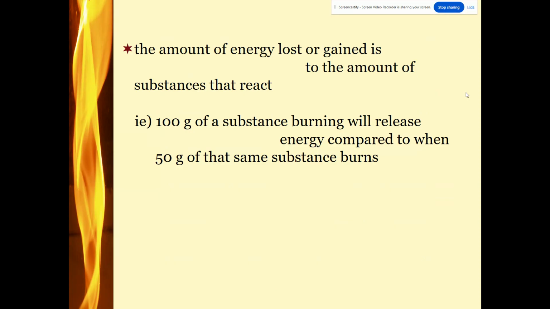Another thing to note is that the amount of energy is directly proportional to the amount of substance reacting. And this will make more sense once we start talking about the formula. But the formula is really based on taking the amount of substance reacting into consideration. So if you have twice as much reacting, you're going to have twice as much energy being produced or lost, depending if it's endo or exothermic.